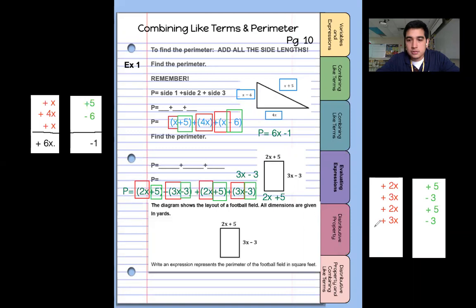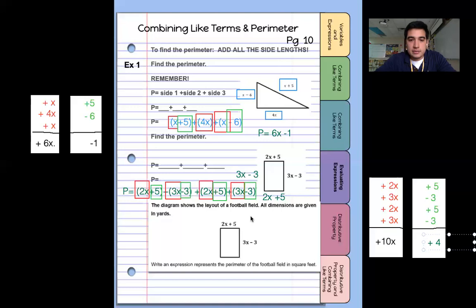Now we draw our line and add everything up. On the x's side, I have 2 plus 3 plus 2 plus 3, so I get positive 10x. And on my constant side, I'm adding up 5 minus 3 plus 5 minus 3, so that should be a positive 4. I'm going to bring all this together and write my final answer right underneath here, so I have some room.